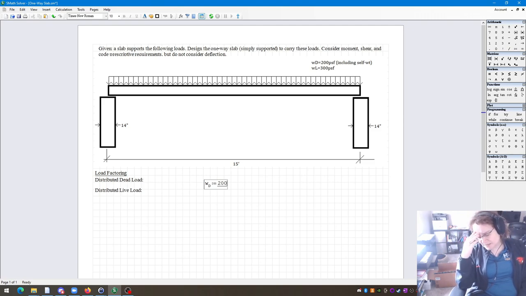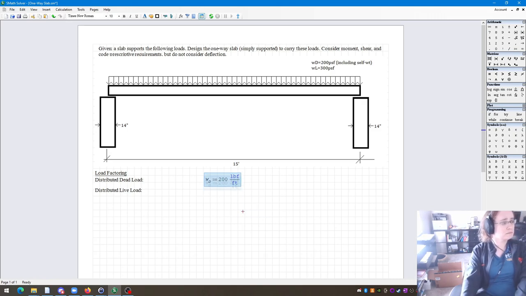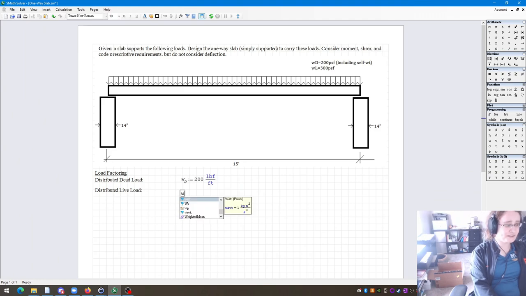However, as we've discussed, when we design reinforced concrete slabs, we're going to design them as 1 foot wide beams, as unit beams. So instead of using 200 pounds per square foot, I can just treat this immediately as a beam with a load of 200 pounds per foot. And in the system of units we use, we use pound force instead of just pounds. Okay, pound force per foot, and also the live load, 300 pound force per foot.